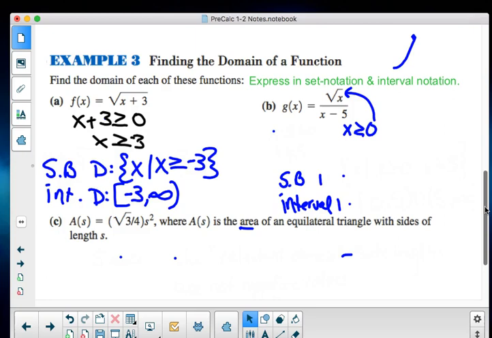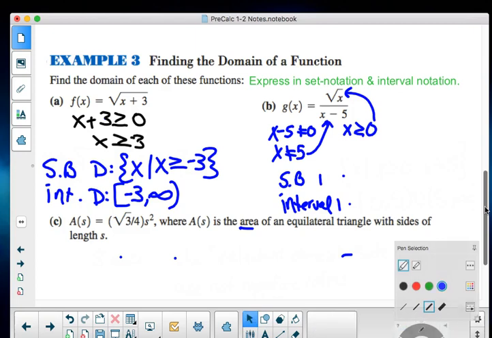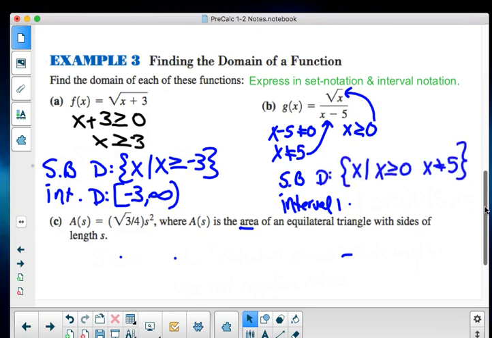X minus 5 has an issue at 5, and that's the other part of my domain restriction. I can't divide by 0. So my set builder will talk about x being greater than or equal to 0 but not 5. And my interval will go boxing at 0 to 5, and then from 5 to infinity.